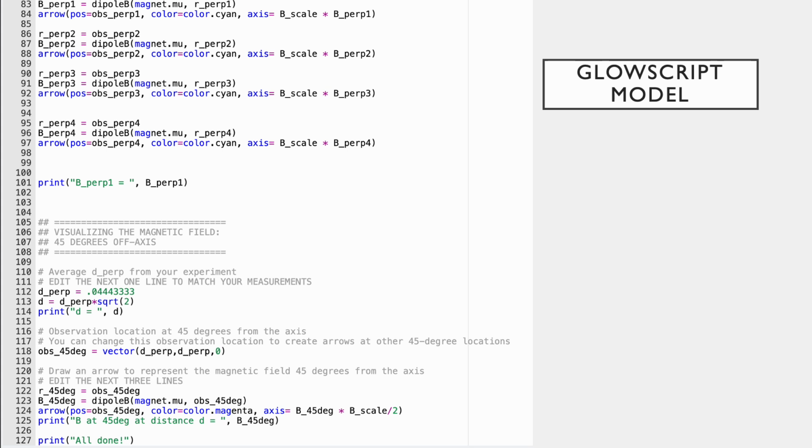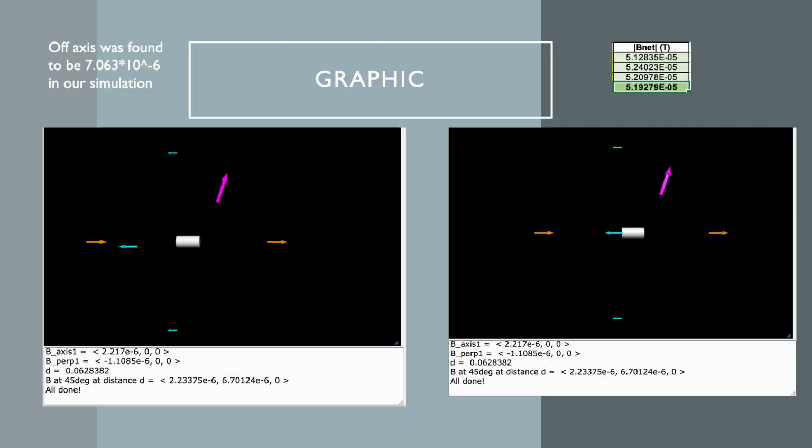We then modeled a point 45 degrees from the origin, which is the distance d perpendicular in the x and y direction, giving it a magnitude of d. The off-axis field was found to be 7.063 times 10 to the negative 6 in our simulation. When compared to the actual number, which is 5.19 times 10 to the negative 5, there's an 86% difference between the two numbers, which is pretty large.